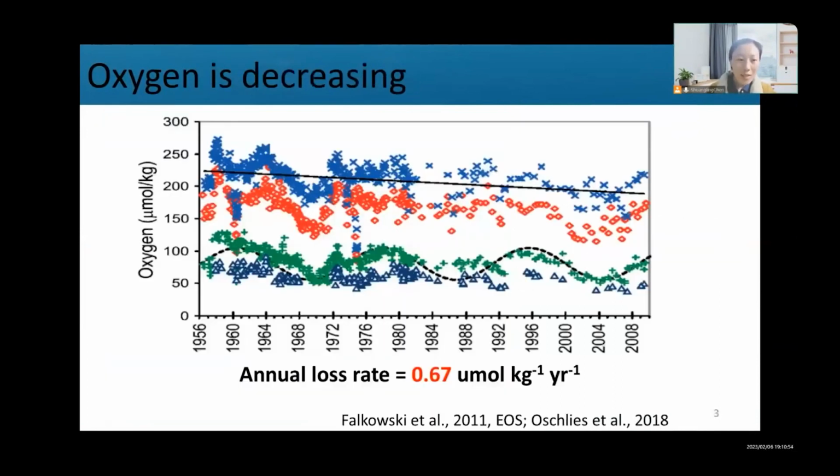However, studies show that oxygen concentration in both the open ocean and coastal waters have been declining for at least the past half-century. The decrease of oxygen could have a wide range of biological and ecological consequences. For example, it can cause major changes in ocean productivity, biodiversity, and biogeochemical cycles.